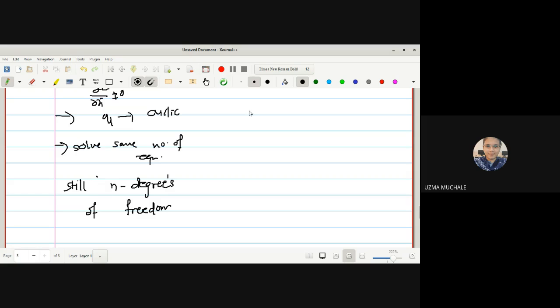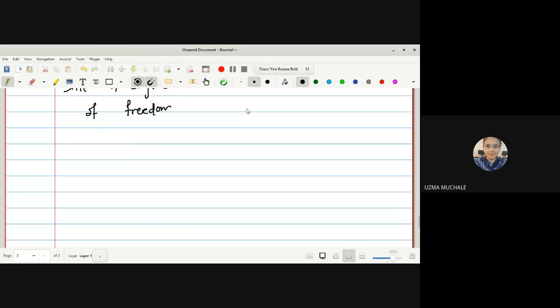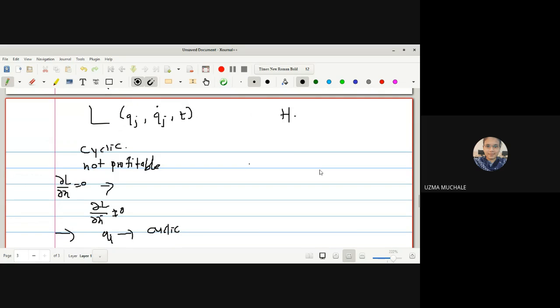Okay, however, suppose qj is cyclic in the Hamiltonian. Then the corresponding generalized momentum pj is constant. Why is it constant? If you remember, in the starting lecture itself I told you that qj being cyclic means ∂L/∂qj equals 0.